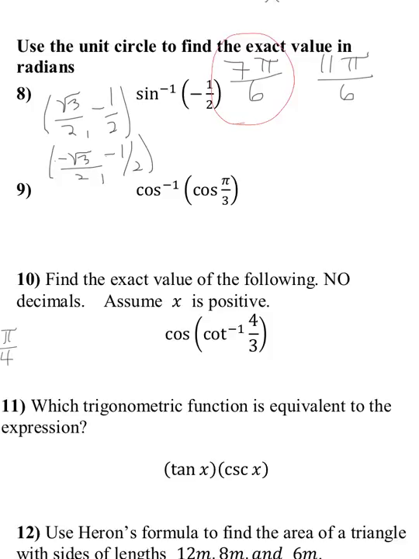This is just a cosine inverse or arcsine times a cosine. And so what happens here is these cosines just cancel each other out, and we're just left with this angle right here, which is pi over 3. And that's the solution to that one.